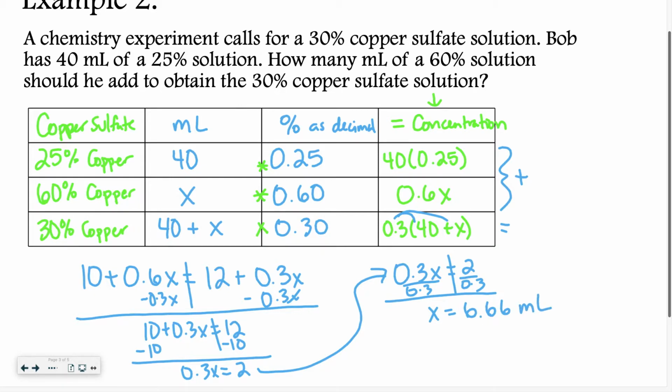So if we go back to the problem, it says how many milliliters of a 60% solution should he add to obtain the 30% copper sulfate solution? X represents the amount of the 60% solution. So this is my final answer. I know I need 6.66 milliliters of the 60% copper solution in order to make this mixture. If you have questions on that, please ask for some help. We are going to practice these, I promise.